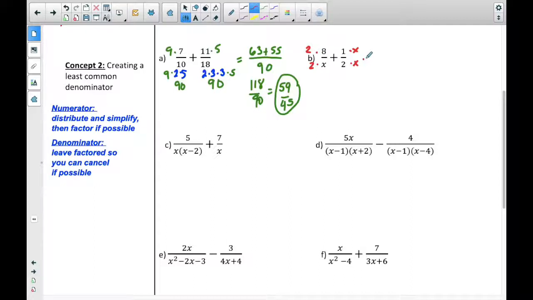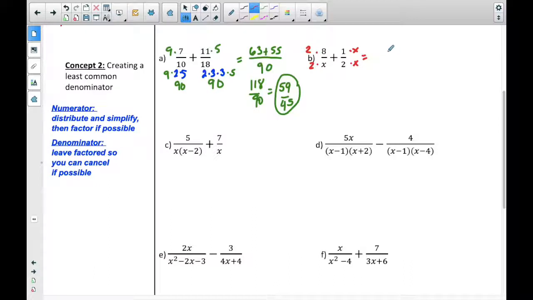And I'm going to go back to a phrase that I heard from Mrs. Weigel, which was multiply by 1 in disguise. So we can multiply by x over x because that's just 1. And we can multiply by 2 over 2 because that's just 1.